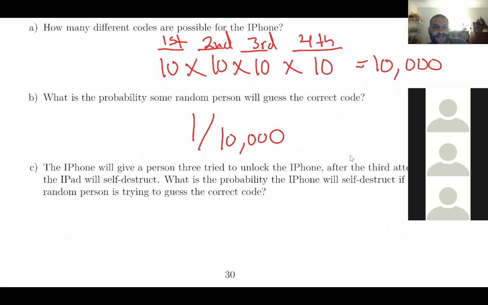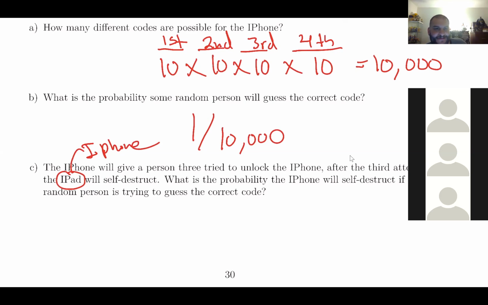Part C says the iPhone will give a person 3 tries to unlock the iPhone. After the third attempt, the iPhone will self-destruct. What is the probability the iPhone will self-destruct if a random person is trying to guess the correct code?